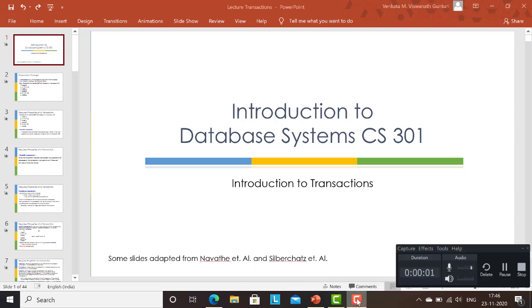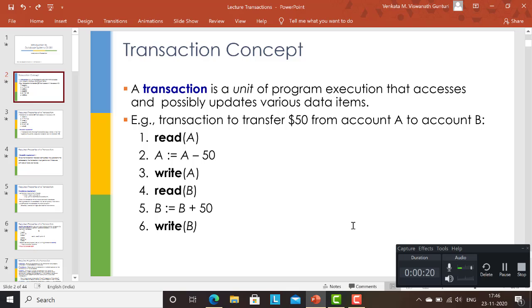Hello everyone. With this video, we are going to start our final module in this course, and this module is going to give you a high-level view of different concepts in the area of transactions and concurrency control techniques. Okay, so what is a transaction?